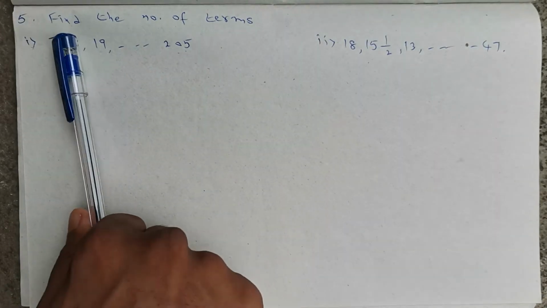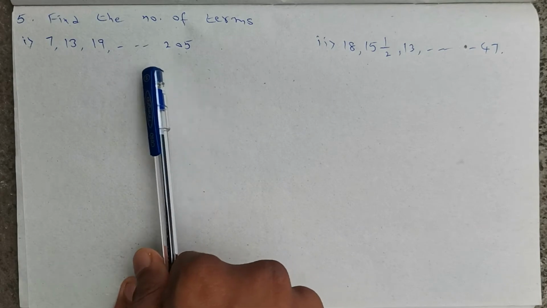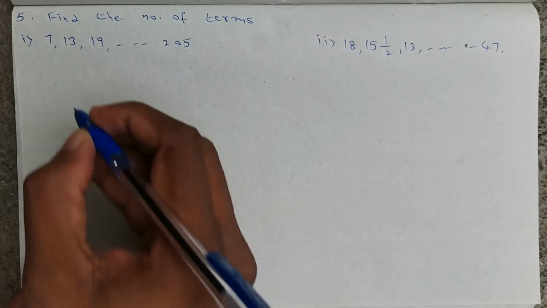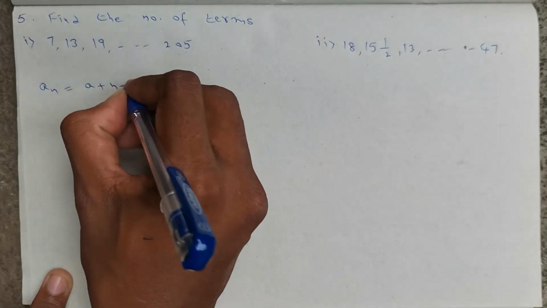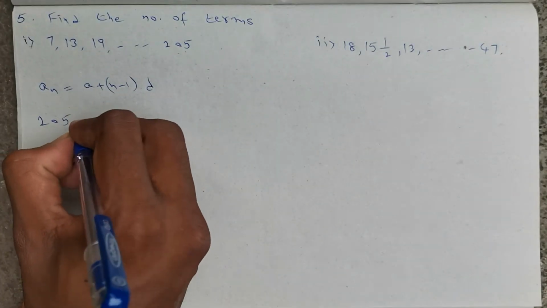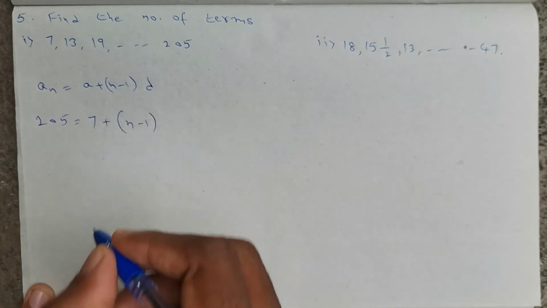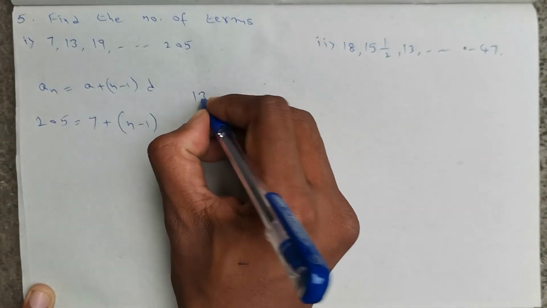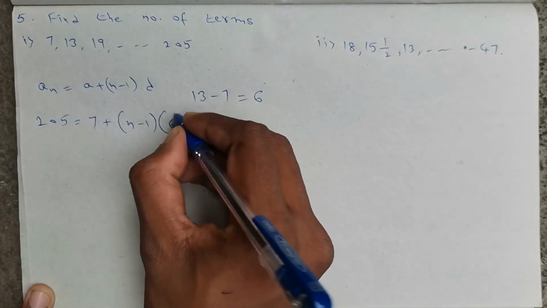The next question is, find the number of terms. He gave one progression and he is asking how many terms are there in that. 7, 13, 19 and so on till 205. So go with the nth term formula. An is equal to a plus n minus 1 into d. An, that is last term 205, is equal to a first term 7 plus n value we don't know, n minus 1 into d, common difference. Second term 13 minus first term 7, 13 minus 7 is 6. So common difference is 6.